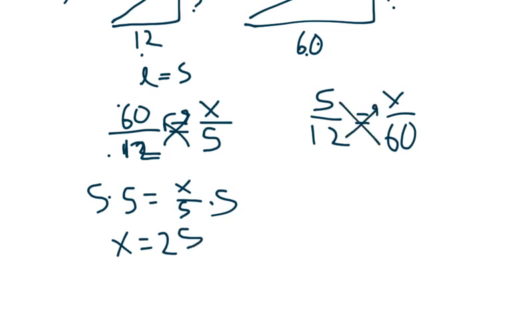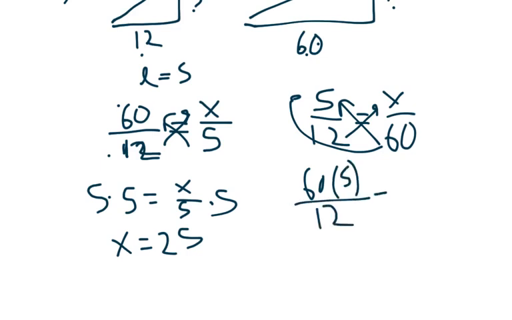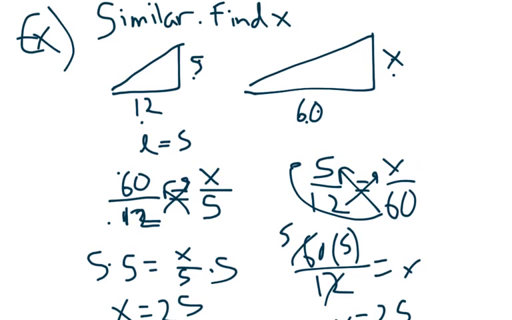So here I actually do have to do a little cross multiplication. Or again, I could just move the 60 over because I'll have to divide by 12 anyway. So I'll have 60 times 5 over 12 is equal to x. But then 60 and 12 becomes 5, and x still equals 25. So now that's it with right triangles. For good measure, we'll do one more.